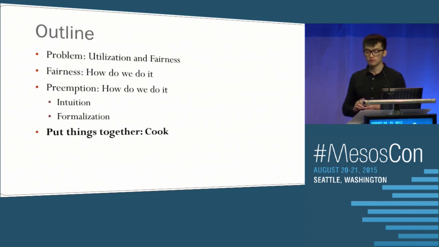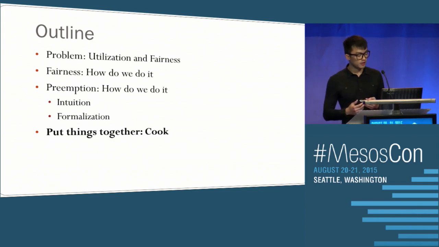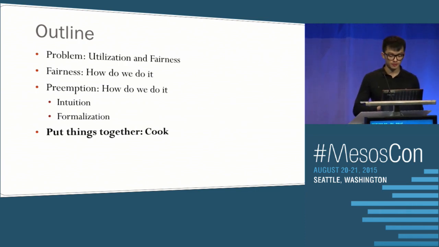Cool. So we talked about a lot. We've talked about the problem, the fairness. We talked about preemption. We talked about the score function and the idea behind it. And now let's see, how do we put things together? How do we actually implement this in Cook, in the distributed system?